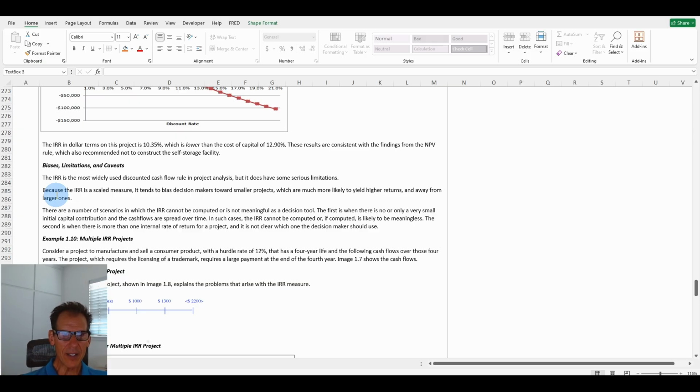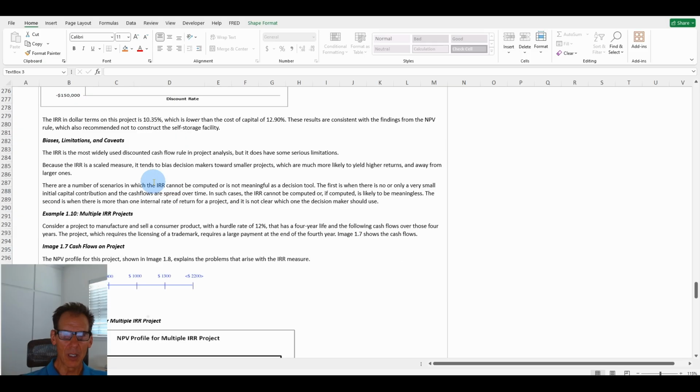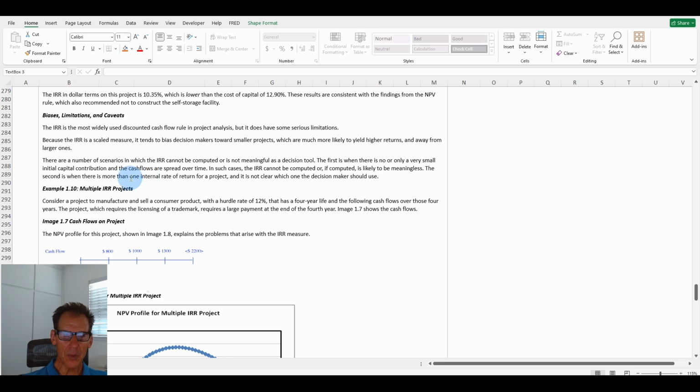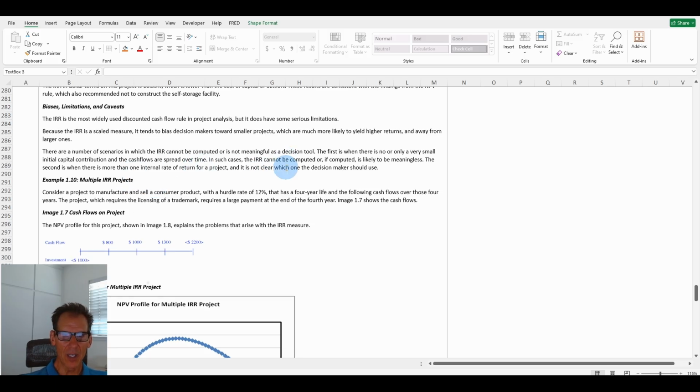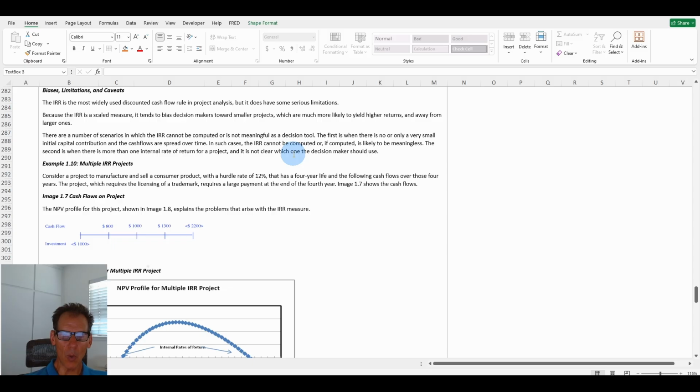Because the IRR is a scaled measure, it tends to bias decisions toward those which are much more likely to yield higher returns and away from larger ones. There are a number of scenarios in which the IRR cannot be computed or is not meaningful as a decision tool. The first is when there's no or only a very small initial capital contribution and the cash flows are spread out over time. In such cases, the IRR cannot be computed, or if computed, is likely to be meaningless.